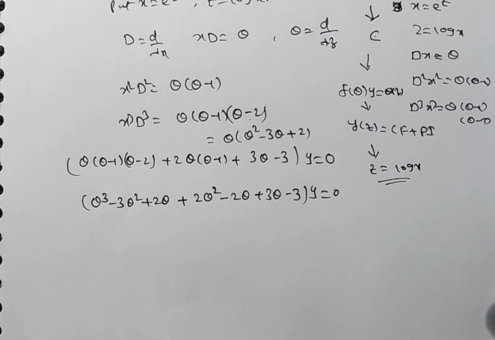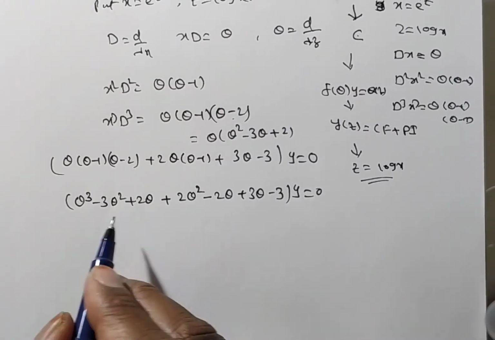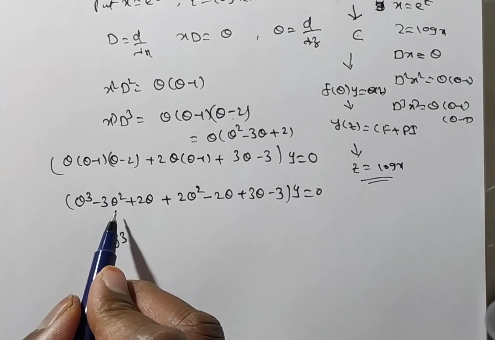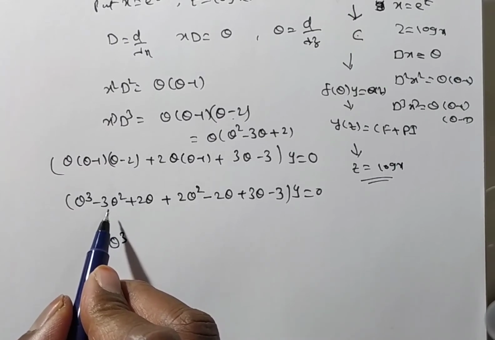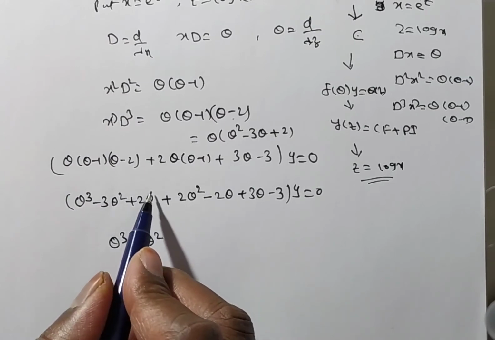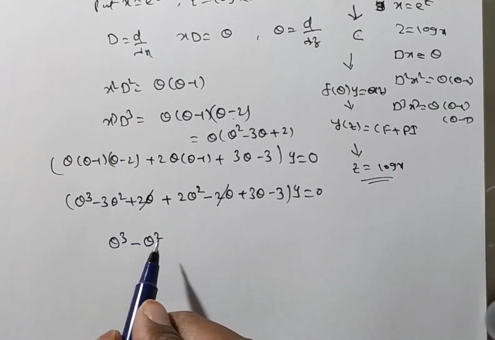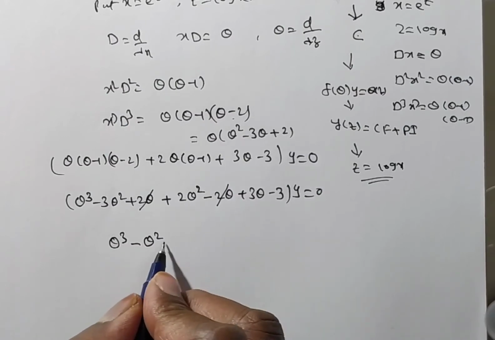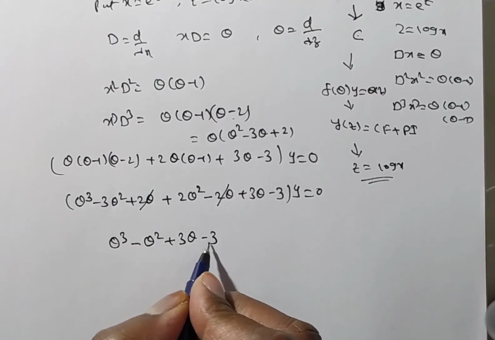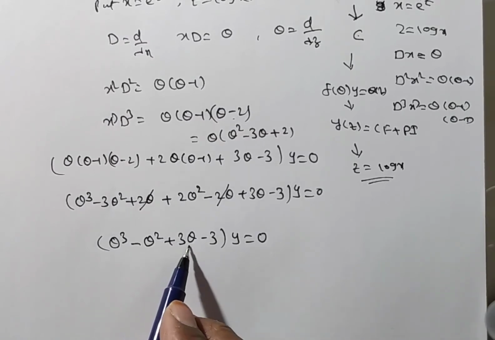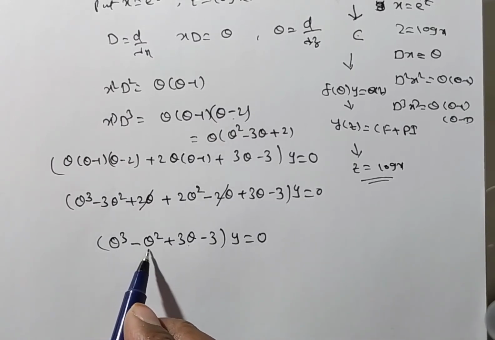Now we have to simplify this one. The highest degree is θ³. Then you have −3θ² + 2θ², so −θ². The 2θ and −2θ get cancelled. Then the remaining terms: you have 3θ − 3, into y is equal to 0. So this is θ³ − θ² + 3θ − 3.